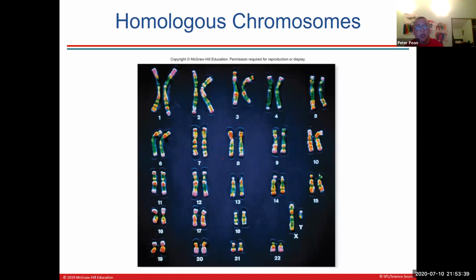All right, so this is what I mean by homologous chromosomes. 2 copies of chromosome 1, 2 copies of chromosome 2, all the way through, and you can see the only thing that's not a duplicate of each other are the X and Y. So this is the male. X, Y is the male.